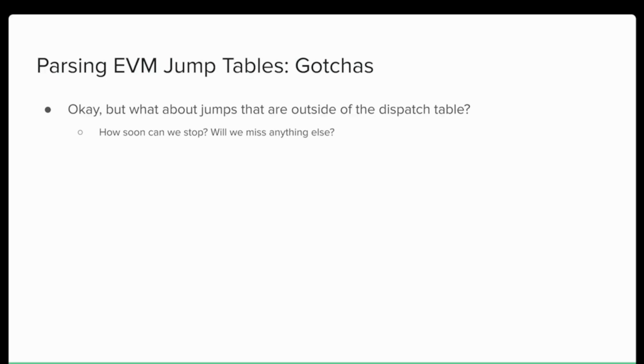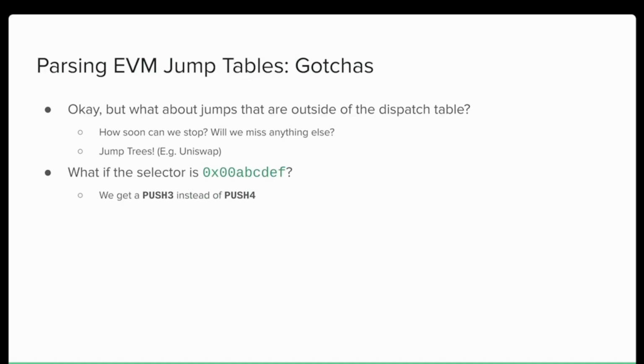I think naively, I wanted to assume that there'd be these linear if statements, but it turns out that's not always true, because once jump tables get big enough, they get broken into trees. For example, Uniswap has a lot of functions, so they have levels and levels of jump tables. If it's less than some value, it jumps to another jump table, and so forth. And the other interesting thing, which in retrospect is obvious but blew my mind, is what if there's a 0 in front? Turns out we get a push-3 instead of push-4, because obviously that's an optimization, and Solidity loves to optimize.